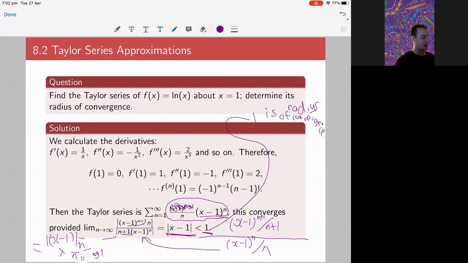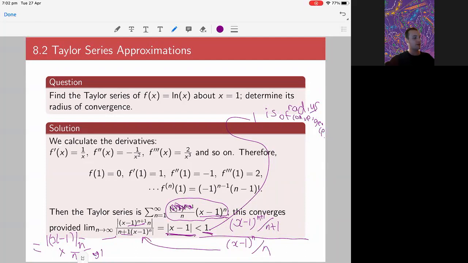Let's get back to our Taylor series. So we just had a look at an example of a computation of Taylor series. We were looking at the Taylor series of the function logarithm of x, the natural logarithm of x, and we were trying to find the Taylor series about the number x equals 1. And we also found that the radius of convergence of this particular Taylor series was 1.